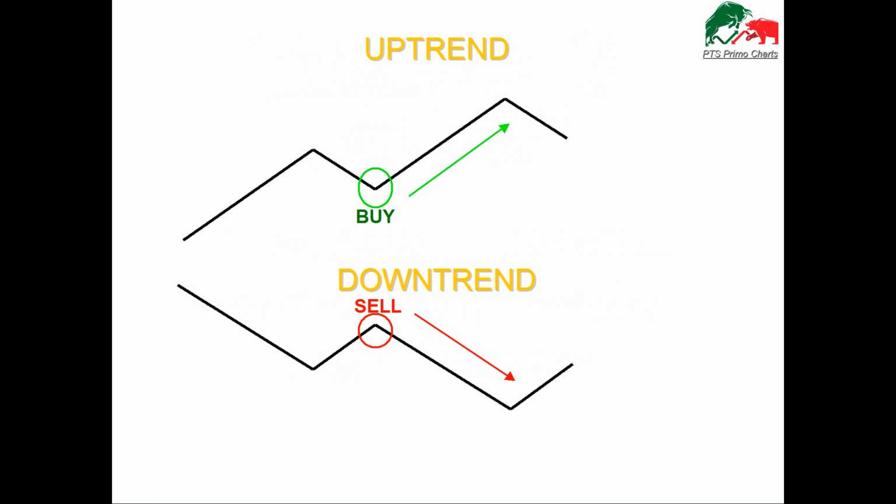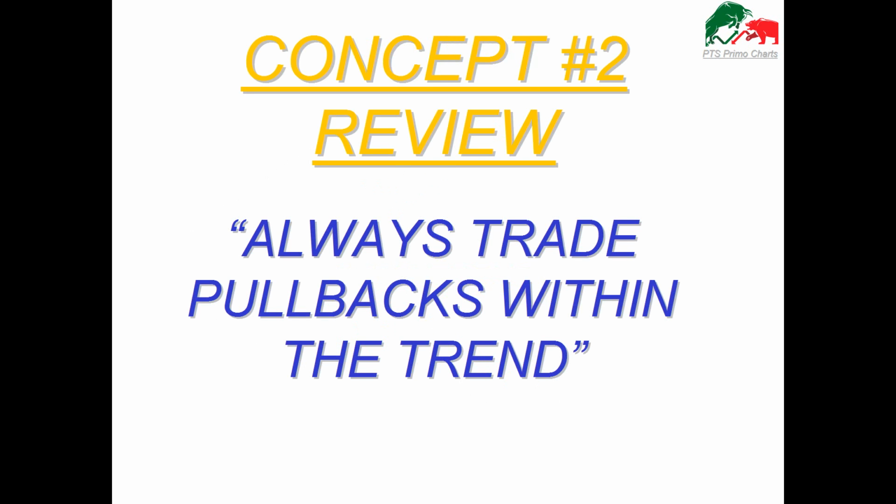Go back and study the examples we have here. A pullback in an uptrend is just simply a sell-off that meets some requirements. A pullback in a downtrend is simply a nice little rally in price, and then it meets the requirements, and then you sell.